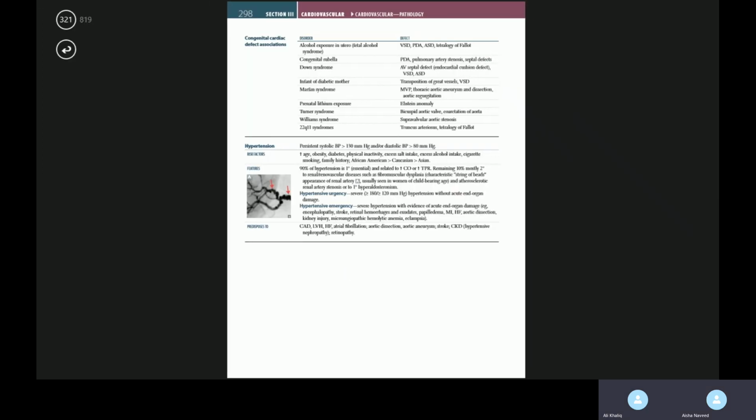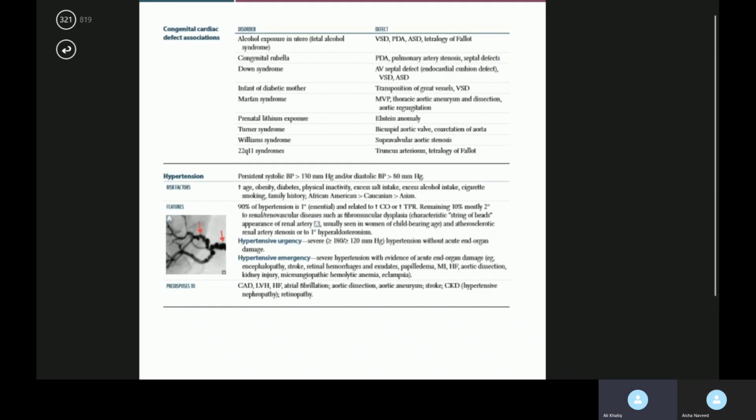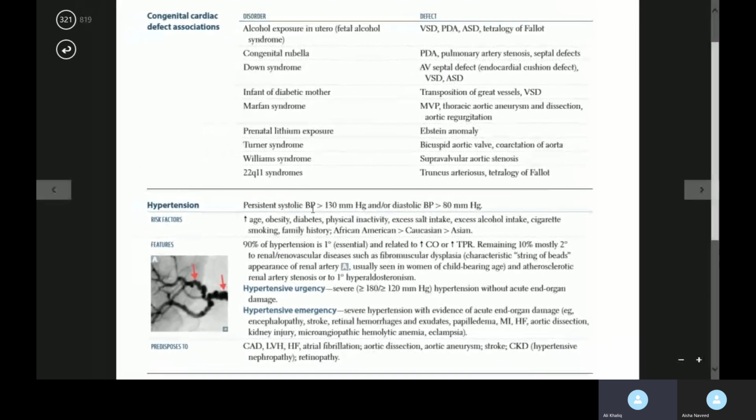The next thing that you can see in front of you is the congenital cardiac defects and their associations. Let's quickly go through it. Alcohol can lead to PDA, ASD. Rubella causes PDA. It's very important. Just remember the PDA and forget about the other two. It will help you in all the steps.